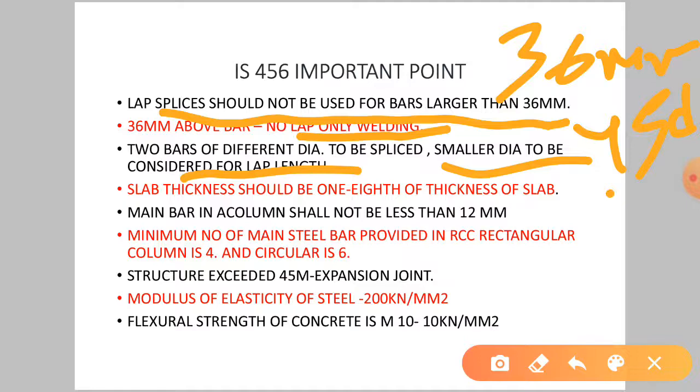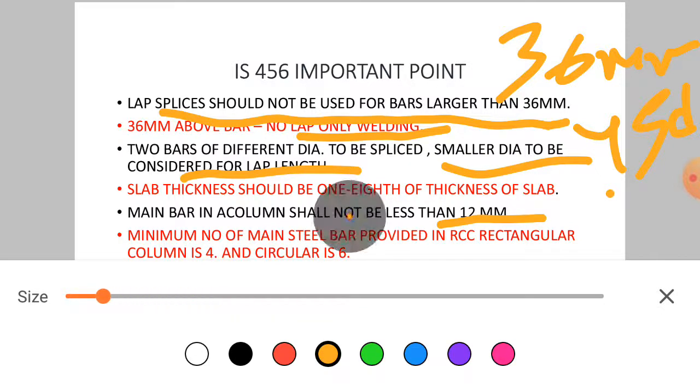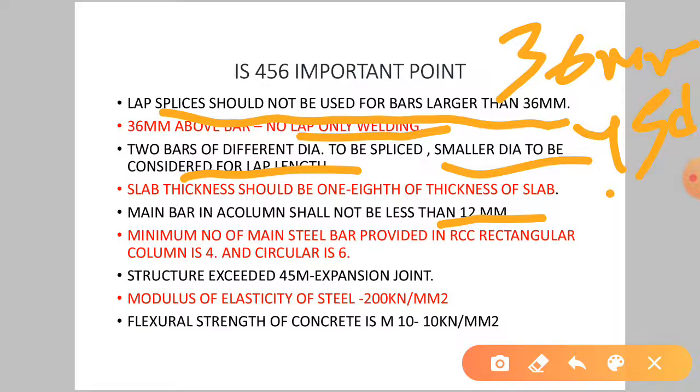Slab thickness should be 1/8 of the thickness of slab. Main bar in column shall not be less than 12 mm. Minimum number of main steel bars provided in an RCC rectangular column is 4 and in a circular column is 6. For structures exceeding 45 meters, an expansion joint is required.